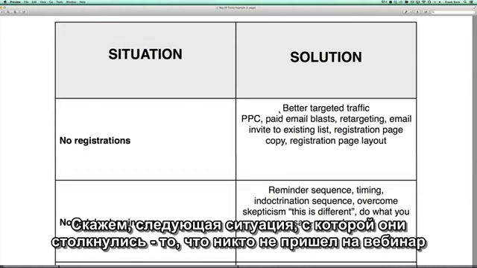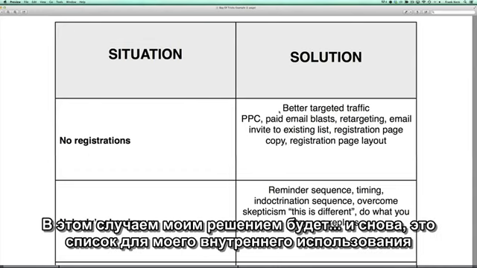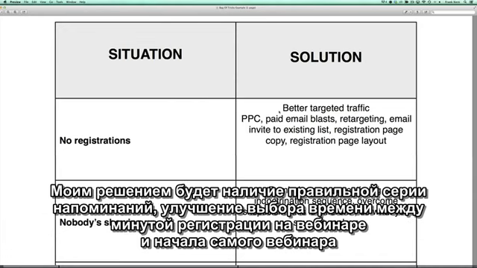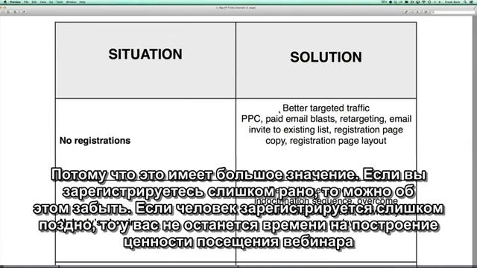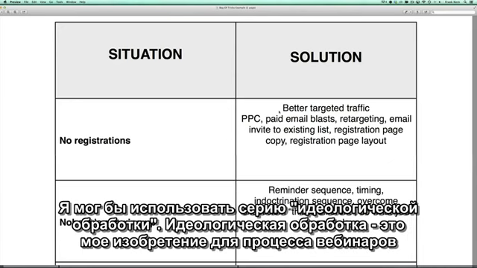Let's say another situation they have is that nobody is showing up. My solution for that, and again, this is just for my internal use, would be that they could have a proper reminder sequence, and that they could improve the timing between the minute they register for the webinar and the time the actual webinar is held, because that matters. If they register too far out, they're going to forget. If they register too close, it doesn't give you enough time to build the value of showing up. I could have an indoctrination sequence where I could teach them that.